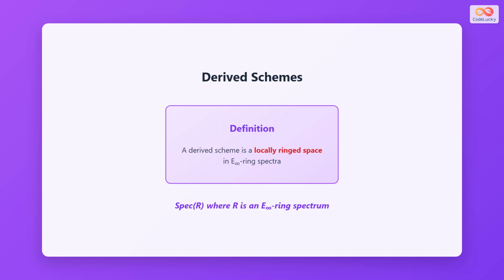Definition: a derived scheme is a locally ringed space in E-infinity ring spectra. That is, Spec R, where R is an E-infinity ring spectrum.